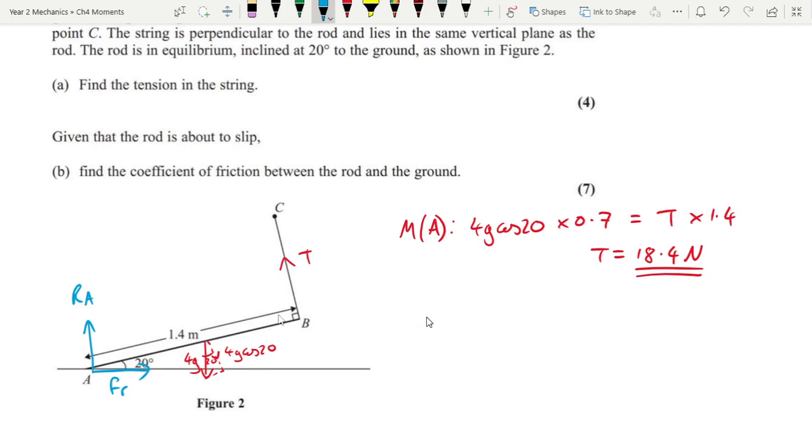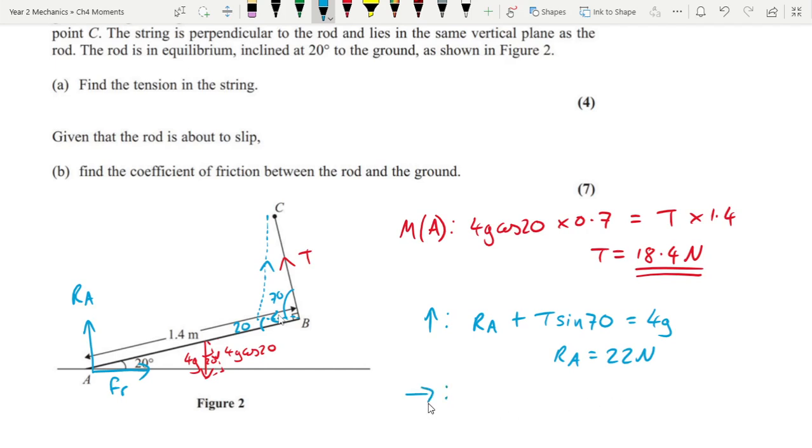So what we need to do then is resolve vertically. So I've got RA is vertical, plus, now there's going to be a component of this T here. If I draw them on, so there's the vertical bit, there's the horizontal bit. This angle in here is going to be 20. So this angle here must be 70. So this vertical component is going to be T sine 70. So those are my two vertical upwards forces. They must be equal to the 4G. And I know what T is from before, so I can substitute that in. So RA is going to be 22 newtons.